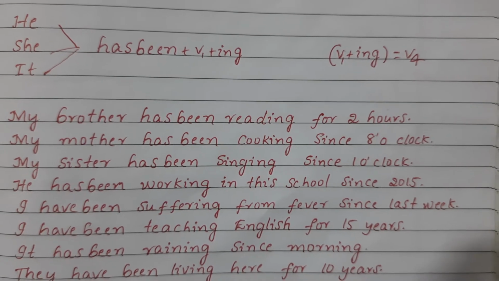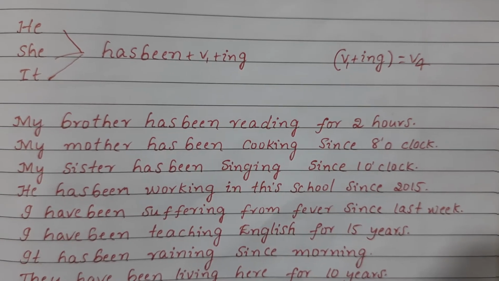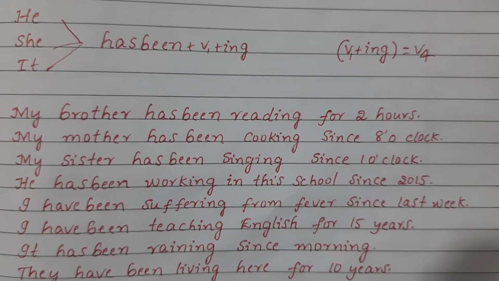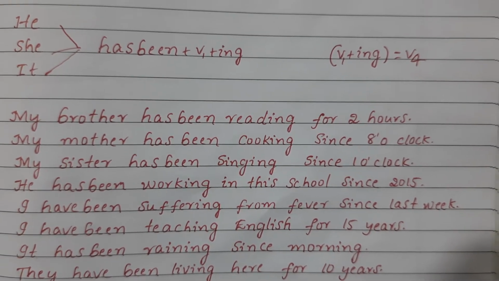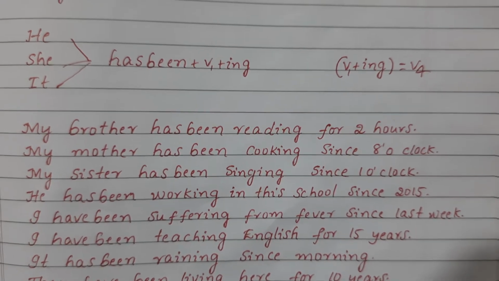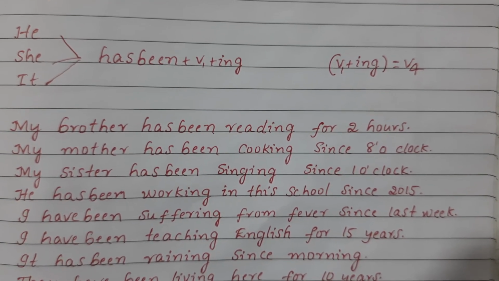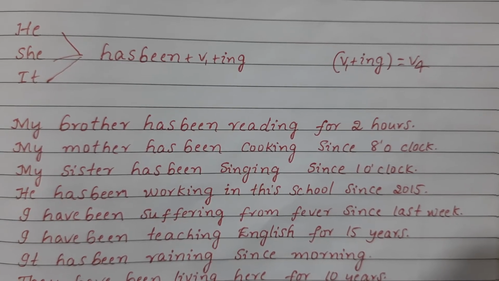He has been working in this school since 2015. 2015 is point of time, so we have to use since. In the same manner, 10 o'clock is point of time, 8 o'clock is point of time. 2 hours is period of time. We did not mention the time. So before 2 hours or 4 hours, 5 hours, 10 hours, 100 hours, we have to use for.